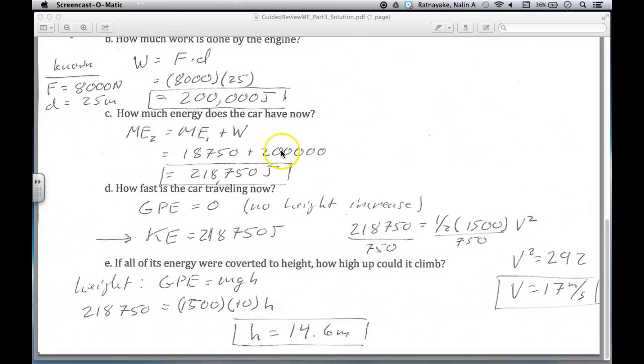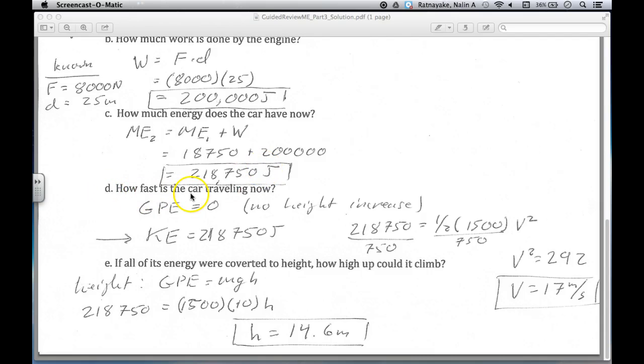And where did it come from? It came from the engine. We didn't just magically create the energy, it was stored in the form of chemical energy in the fuel. So it did come from somewhere, but work was required to transfer that energy into the car and make sure it was in the form of mechanical energy that's useful to us.